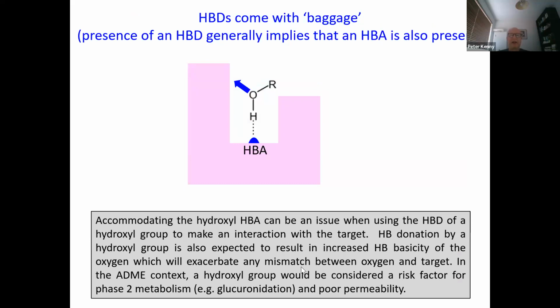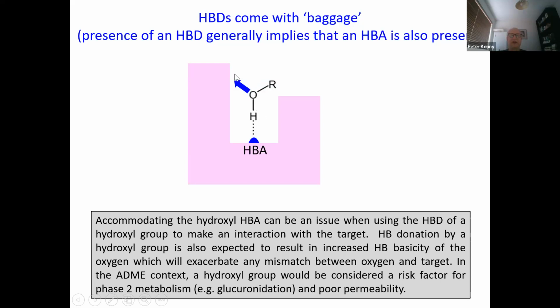Now we're going to get on to the last hydrogen bond donor-acceptor asymmetry, and I say that hydrogen bond donors come with baggage. What I mean by that is, if you've got a hydrogen bond donor, generally a hydrogen bond acceptor is also present. You could take something like a pyridine nitrogen or a nitrile nitrogen. There, you can get a hydrogen bond acceptor without having a conventional hydrogen bond donor in the molecule. If you've got a hydroxyl group, you've got your hydrogen bond donor, but you've also got this hydrogen bond acceptor.